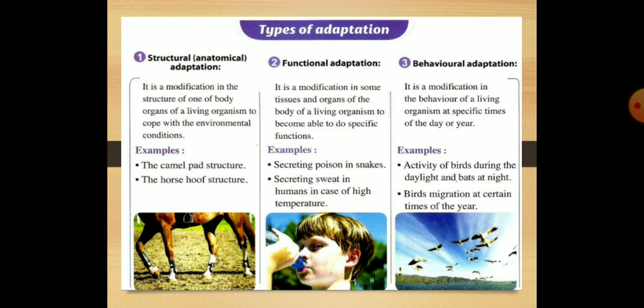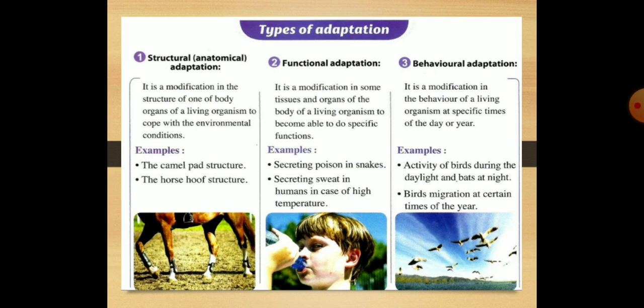What about the types of adaptation? We have three types of adaptations: number one, structural adaptation; functional adaptation; and behavioral adaptation. First, structural adaptation. It's the modification in the structure of the external organs of a living organism to cope with the environmental conditions. For example, the camel's foot structure and the horse's hoof structure.